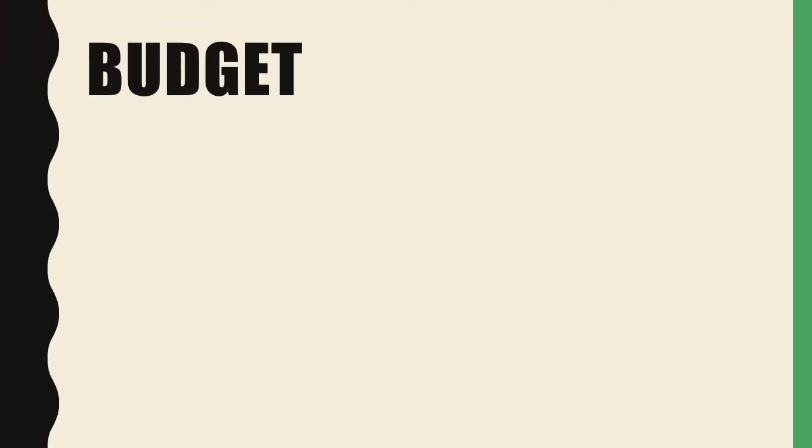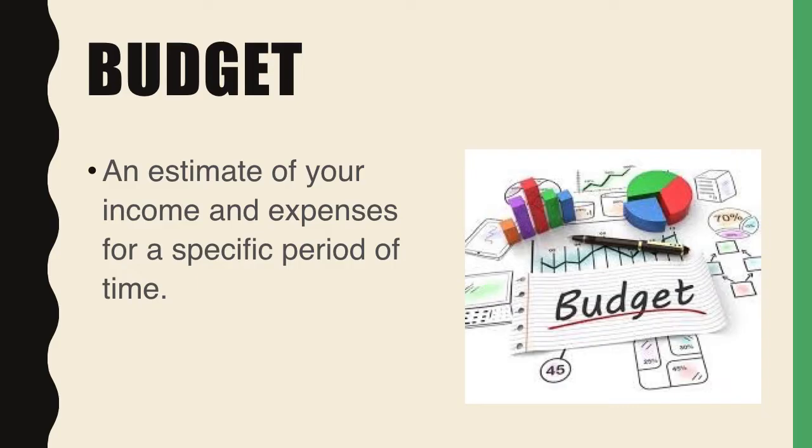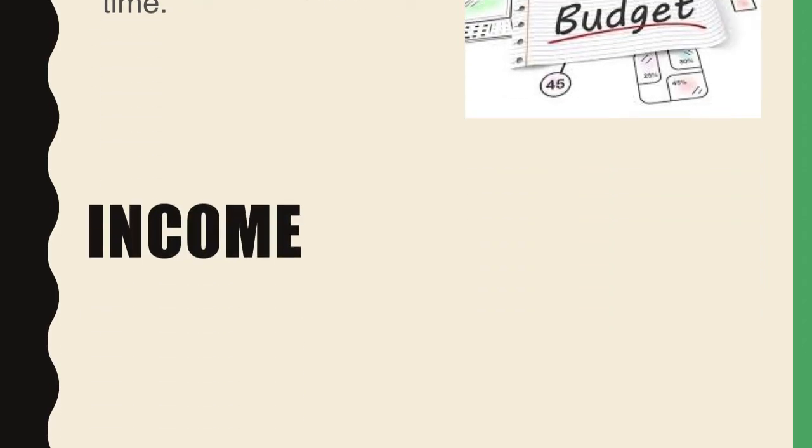The first word we will discuss is budget. A budget is an estimate of your income and expenses for a specific period of time. This helps you keep track of how much money you are spending, and it promotes responsibility.